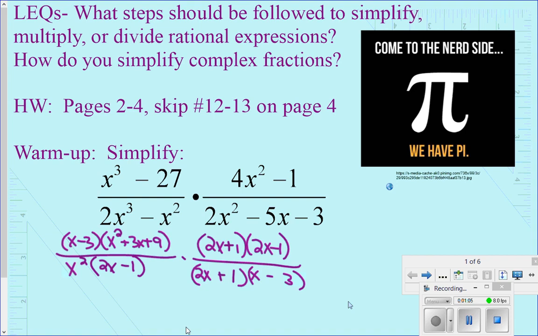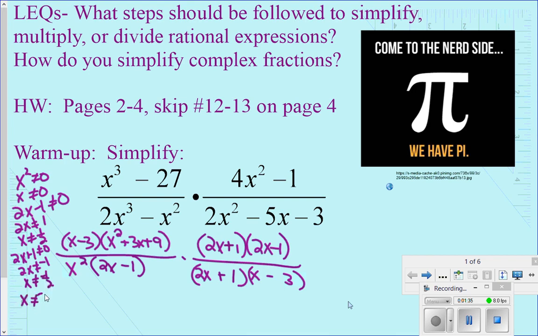There we go. So from there, I can get my restrictions. Because x squared can't equal 0, that means x can't equal 0. Because 2x minus 1 can't equal 0, that means 2x can't equal 1, which means x can't equal 1/2. Because 2x plus 1 can't equal 0, that means 2x can't equal negative 1, which means x can't equal negative 1/2. And lastly, x minus 3 means x cannot equal 3.